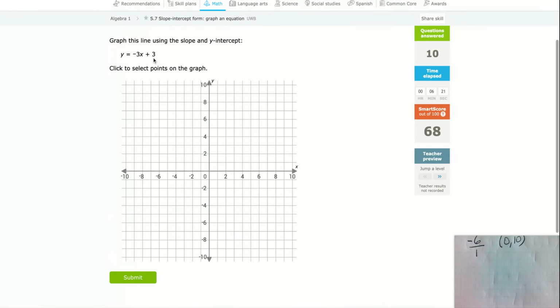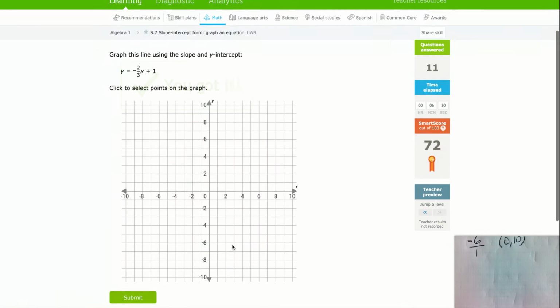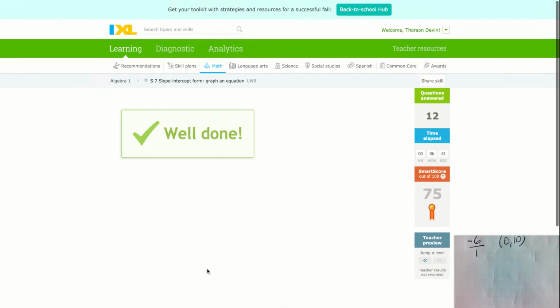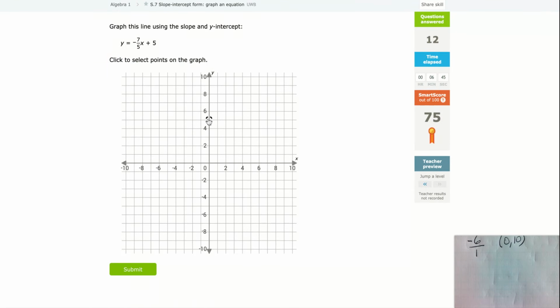Rise over run. 3 is our y-intercept. Slope is negative 3. That means I'm going to go down 3 and right 1. Y-intercept of 1, slope of 2/3, and it's negative 2/3, so I'm going to go down 2 and right 3, or I could have went up 2 and left 3, but I'm going downhill. Y-intercept of 5, slope of negative 7/5. I'm going to go down 1, 2, 3, 4, 5, 6, 7 over 1, 2, 3, 4, 5. Hopefully you're smart enough to use the numbers, and I always double check. Negative slope, going downhill, we're doing good.